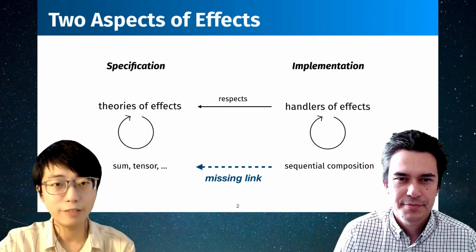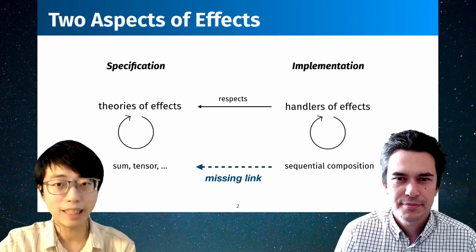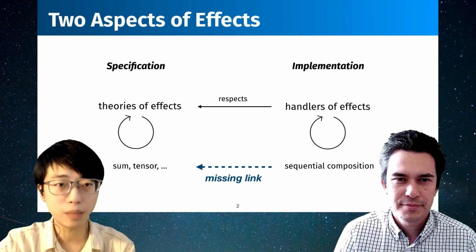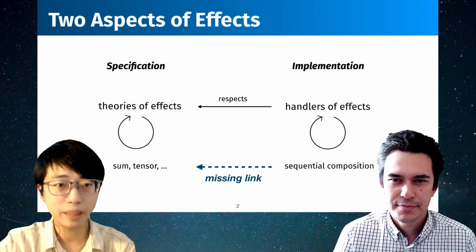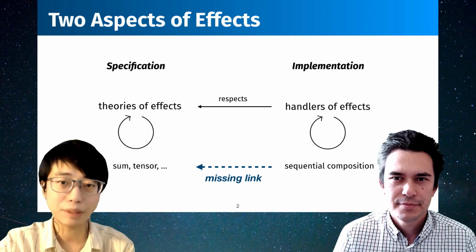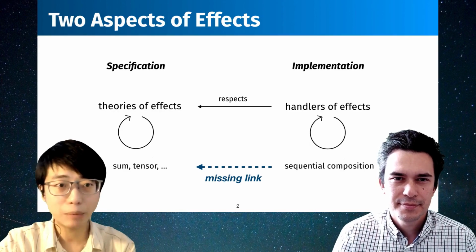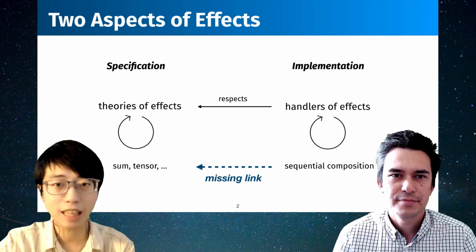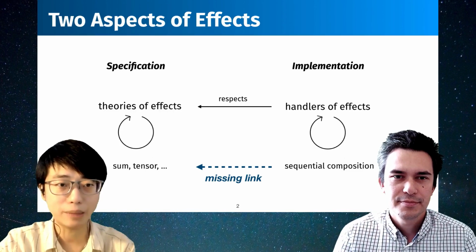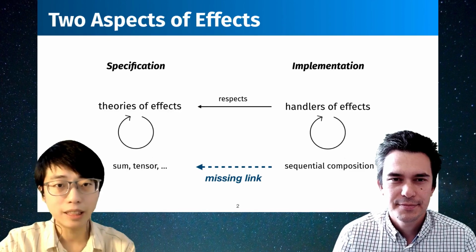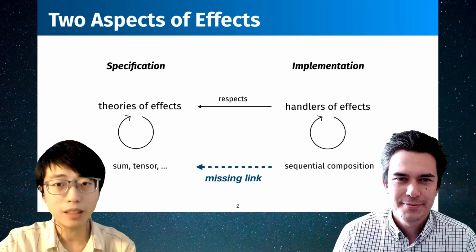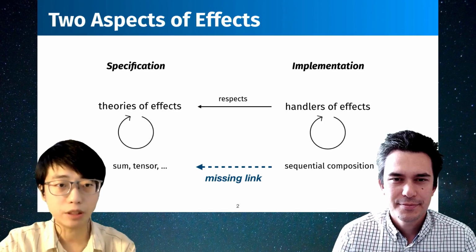Indeed, and even nicer, both effect theories and handlers are composable in their own right. Given two effect theories, you can combine them into a bigger theory containing all operations from the subtheories, and possibly adding some new equations to specify the interaction of operations from different subtheories. On the other hand, handlers are also composable by sequential composition. Given two handlers, they can be applied one by one to handle operations in a computation.